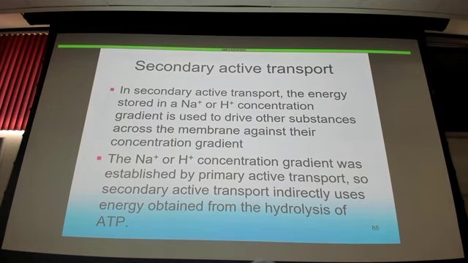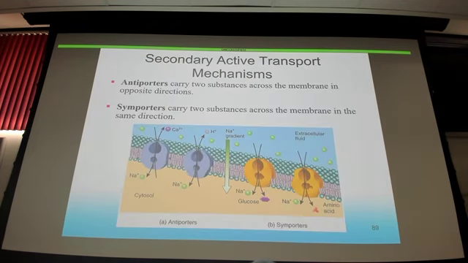Okay. So once we know that, then you can just black box it and say, okay, primary active transport uses ATP, and that energy creates a difference in the balance of these ions, and that energy is kind of stored there so that we can use these secondary processes, which are called antiporters and symporters.